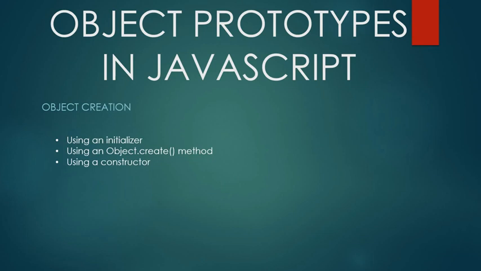So, how do we create an object in JavaScript? We have three methods for doing this: using an initializer, the Object.create method, and a constructor.